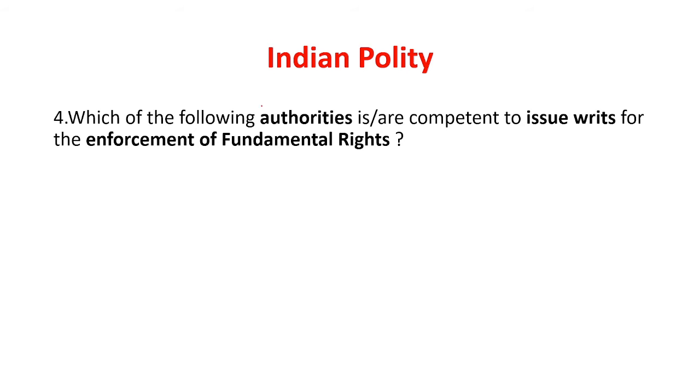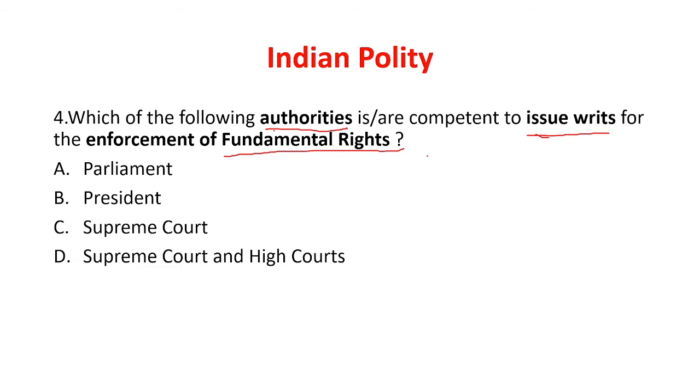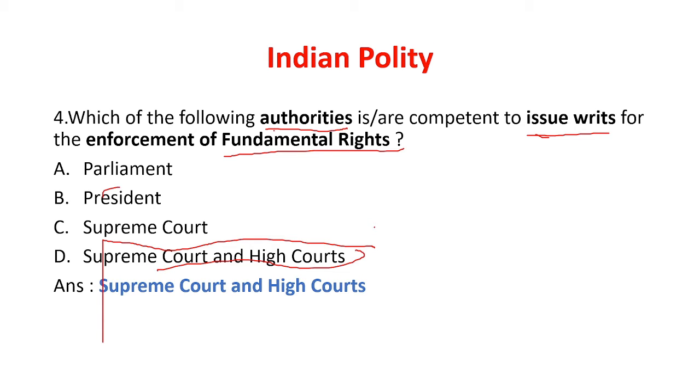So which of the following authorities is competent to issue writ for the enforcement of fundamental rights? This is very important. So the options are Parliament, President, Supreme Court and High Court. So who will issue the writ for the enforcement of fundamental rights? And the answer is Supreme Court and High Court.